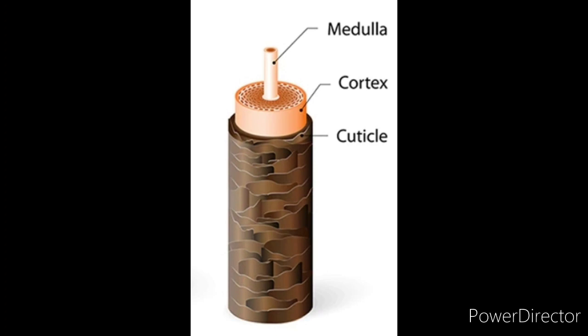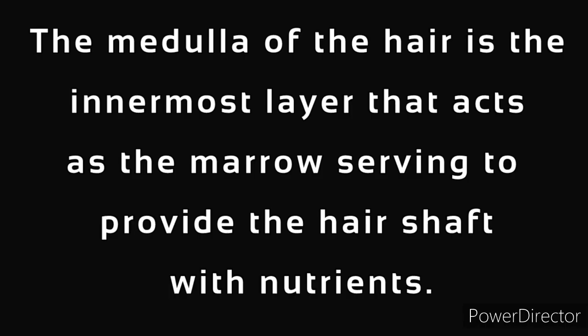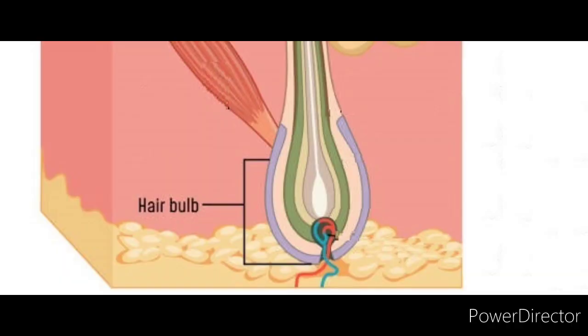Last but not least, we have the medulla of the hair. That's the innermost layer. This acts as the marrow, serving to provide the hair shaft with nutrients. At the very bottom of the hair follicle, we find the hair bulb, which contains active growing cells. Now, attached to every bulb is a tiny microscopic muscle called the erector pili. This is the muscle that's responsible for contracting to make the hair stand on end, resulting in what we commonly know as goosebumps or chicken skin.